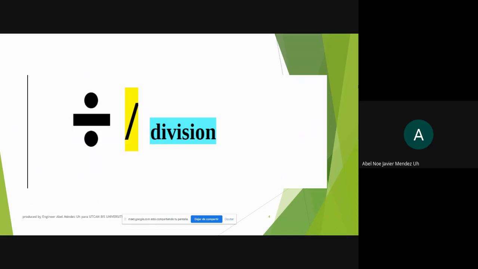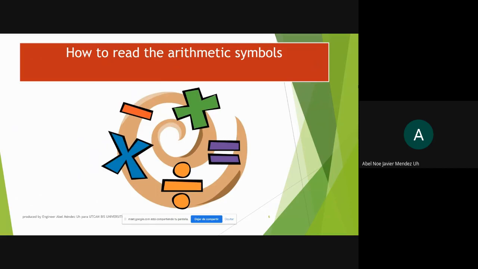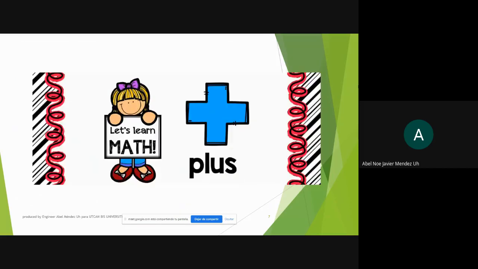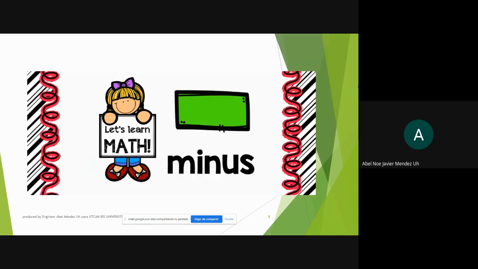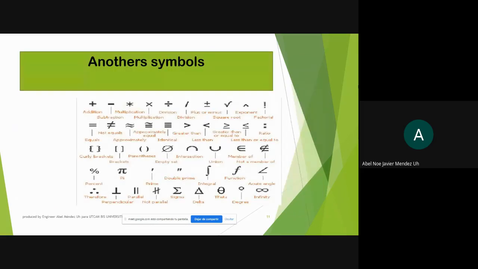Division is denoted by the slash or the symbol of divided by. Basic symbols. Okay, we have here the symbol equal sign. Equal sign. How to read the arithmetic symbols: plus, minus, times, divided by. Here we have another symbols like the addition.